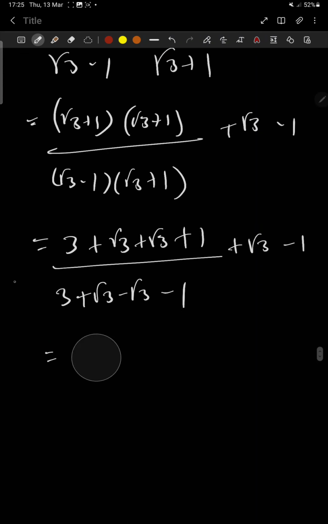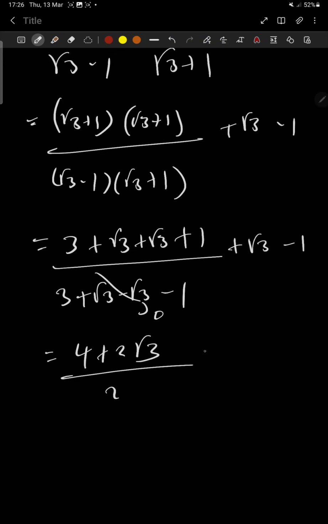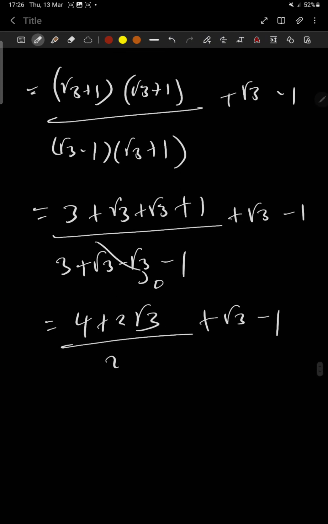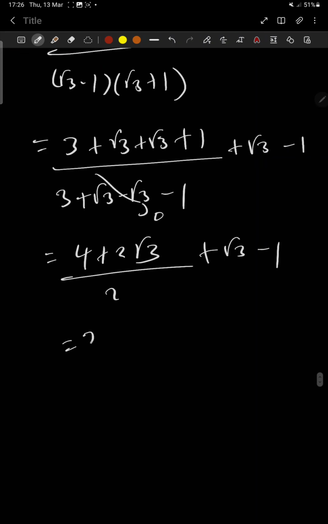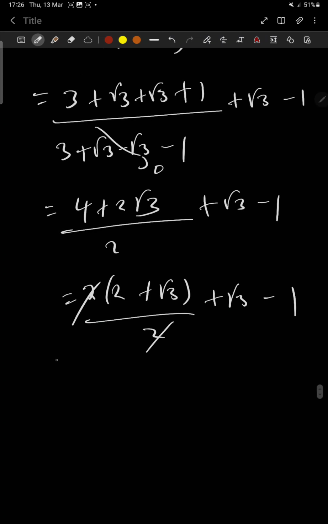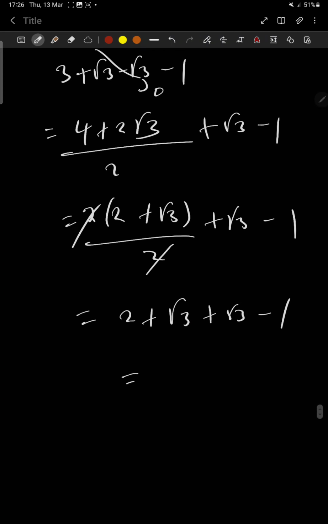So this will be 4 plus 2 square root of 3 over 2, because this will be 0. Then here I'll factorize 2. I'll remain with 2 plus square root of 3 over 1. So this will cancel and my answer will be 2 plus the square root of 3. Of course my answer will be 2 plus square root of 3. Okay, that's the answer there.